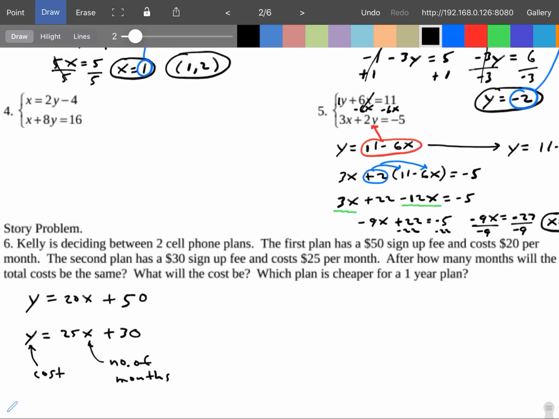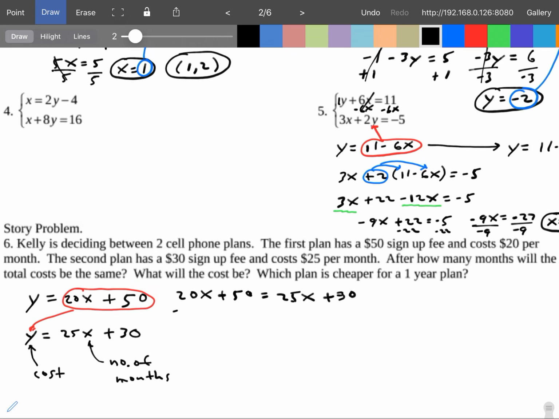The first question says, after how many months will the cost be the same? This top equation is already solved for y, so we're just going to take this quantity 20x plus 50 and plug it in for y in the second equation. That will look like 20x plus 50 equals 25x plus 30.